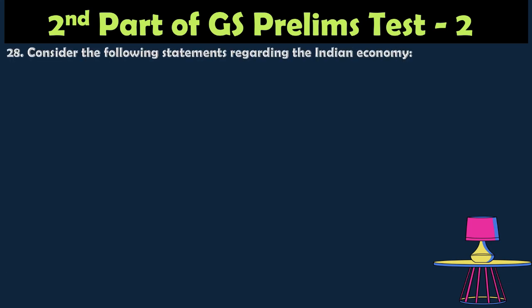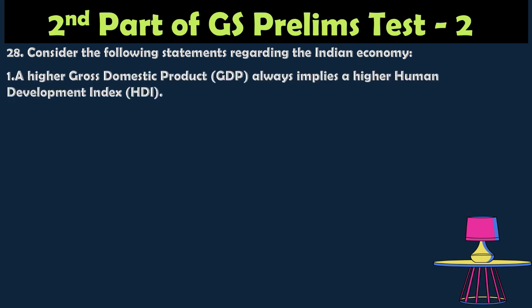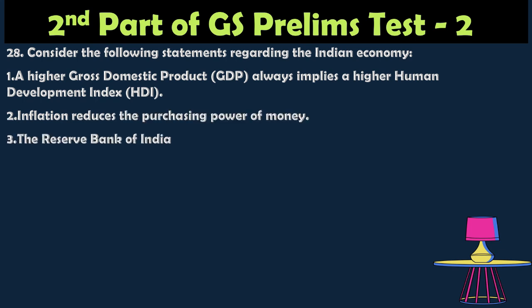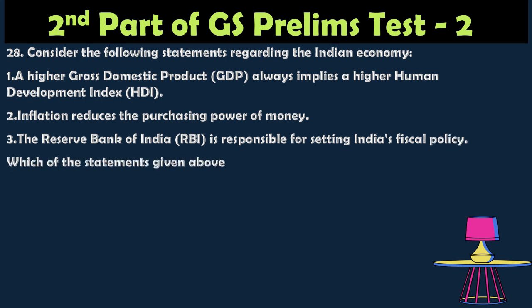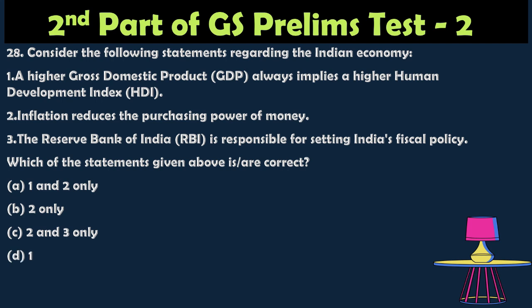Question number 28. Consider the following statements regarding the Indian economy. A higher gross domestic product always implies a higher human development index. Inflation reduces the purchasing power of money. The Reserve Bank of India (RBI) is responsible for setting India's fiscal policy. Which of the statements given above is correct? Option A: 1 and 2 only. Option B: 2 only. Option C: 2 and 3 only. Option D: 1, 2 and 3.